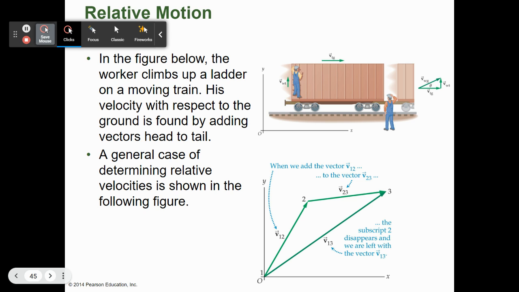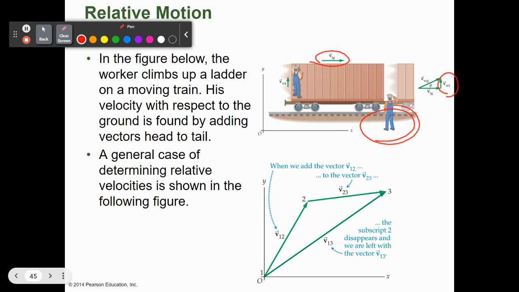So now, instead of just walking back and forth horizontally, we're going to look at climbing up the train while the train is moving horizontally. In this figure, you're climbing up, so that's worker on the train, and then train to the ground is going this way. So we're just going to put our vectors head to tail and find the resultant. The person on the ground is going to see the resultant, worker to ground.